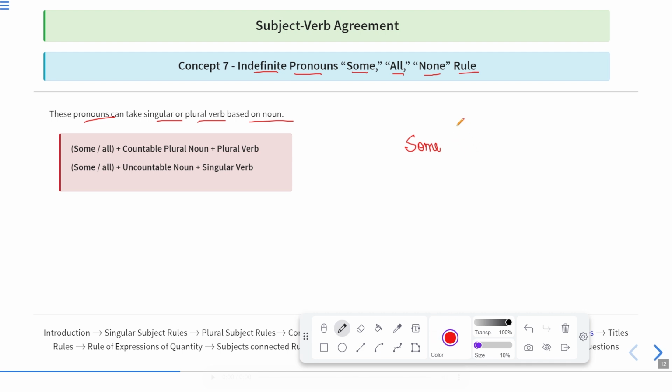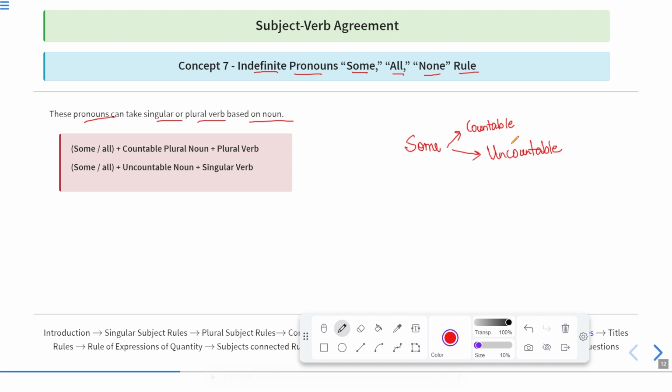Now, some can be used with countable nouns as well as uncountable nouns. We know well that nouns can be classified into two, that is countable or uncountable. Countable means which can be counted in terms of 1, 2, and 3. Uncountable, which can be measured but not counted in terms of 1, 2, 3. Okay, so some can be used with countable as well as uncountable nouns.